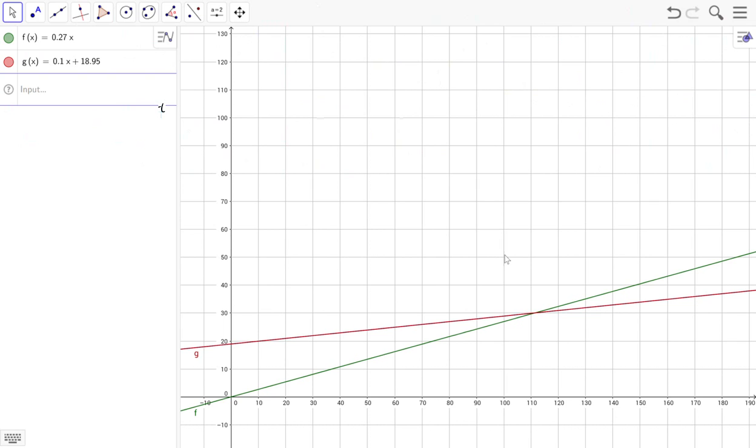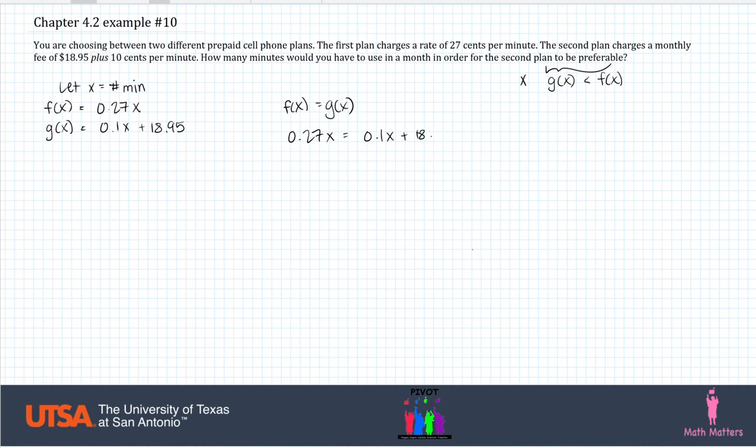So if we have 0.27x equals 0.1x plus 18.95, we subtract 0.1x here, and then divide it out, we get x is about 111.4706 minutes. And we're going to round it up to 112 minutes.